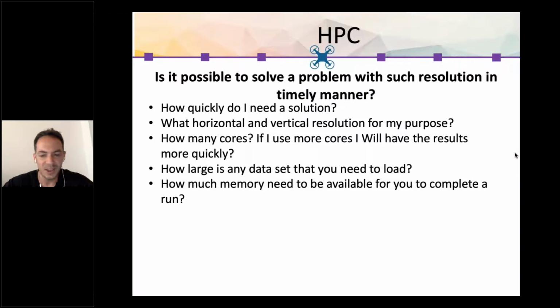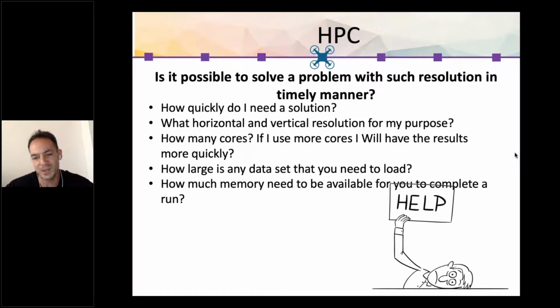So at that point, while we were doing the HERCULES project, a lot of questions were raised. Is it possible to solve a problem with high resolution in a timely manner? How quickly do I need a solution? What horizontal and vertical resolution do I need for my purpose? How many cores do I need? How large is the data set that we need to load? How much memory do I need? So a lot of problems. So we need some help. Thanks to FF4, we have these guys involved, and they help us to solve all these questions.